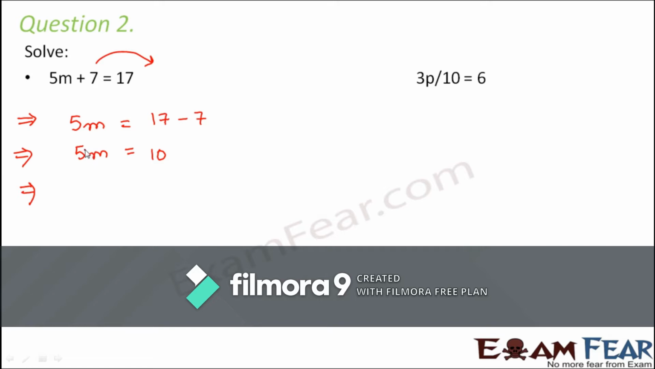Now in this side you have 5 into m. So let's move 5 to the right hand side. So this becomes 10 by 5. So 5 2s are 10. Therefore m is equal to 2. So this is the solution.